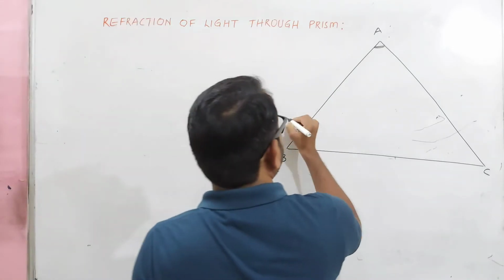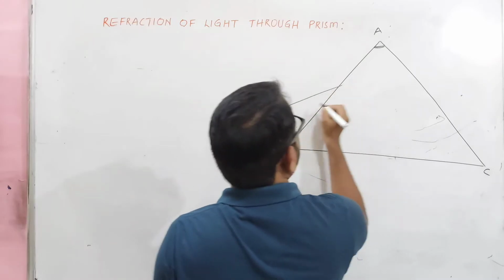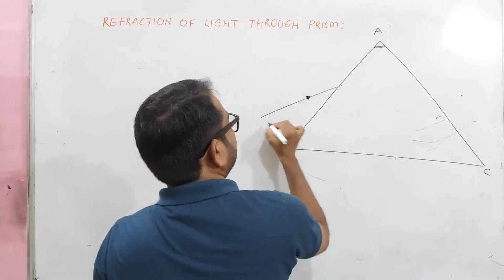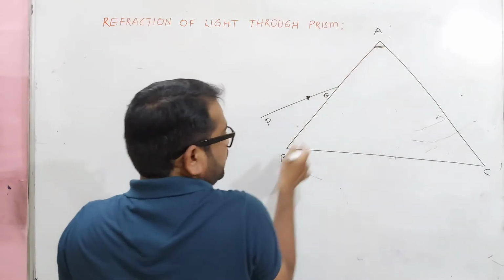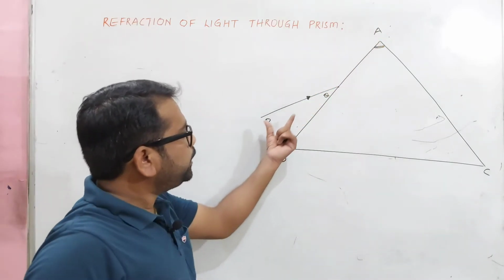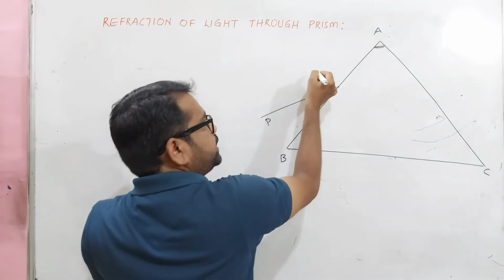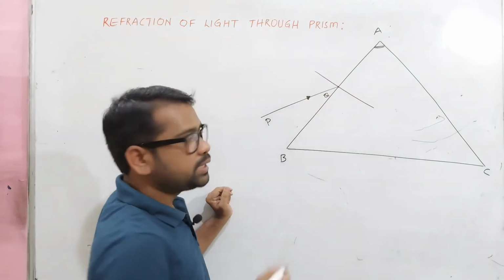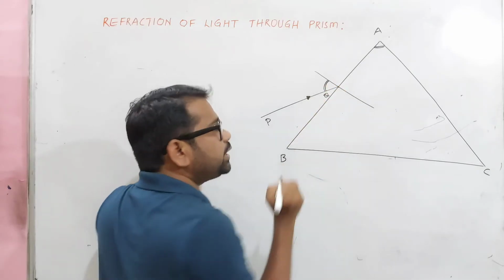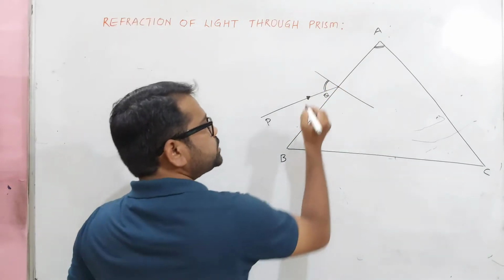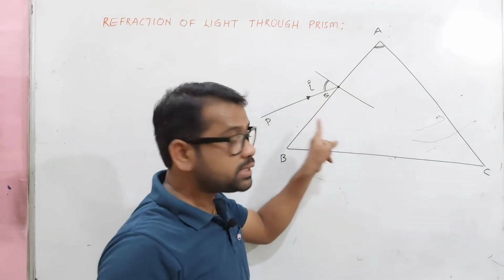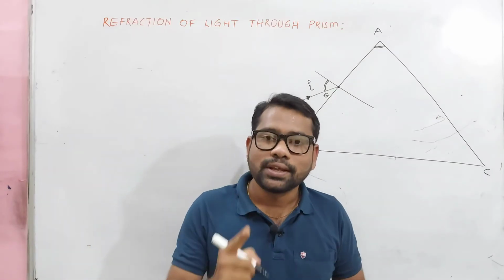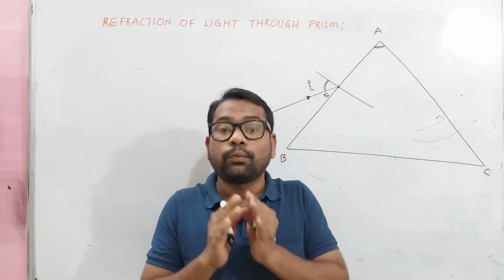Children, let us consider this incident light, let us name it PQ. At point Q it is incident on the AB refracting surface, and here a normal is drawn, such that the angle between the incident ray and the normal is called the angle of incidence. Let us say i. Now what happens at this point Q, children? As the light is moving from a rarer to a denser medium, that is air to glass, as we already discussed, when light travels from a rarer to a denser medium, what would happen?